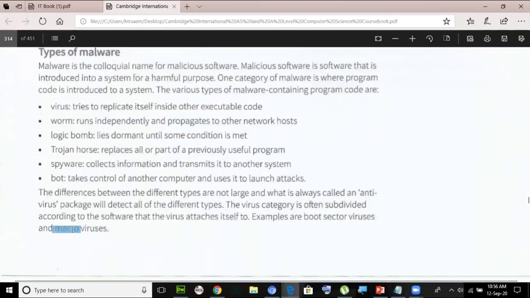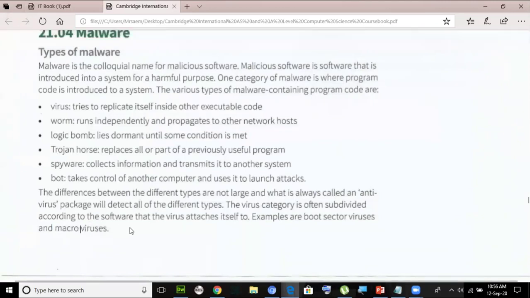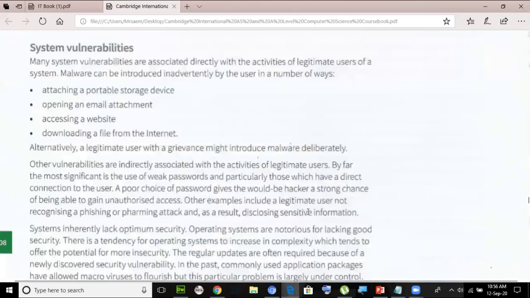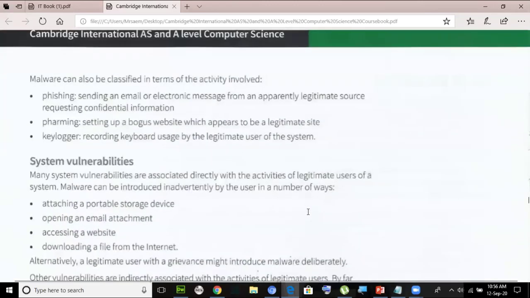Why macro viruses? Because macros can also be created in application software such as Excel. Someday if we have time, I can discuss it with you, but maybe not.